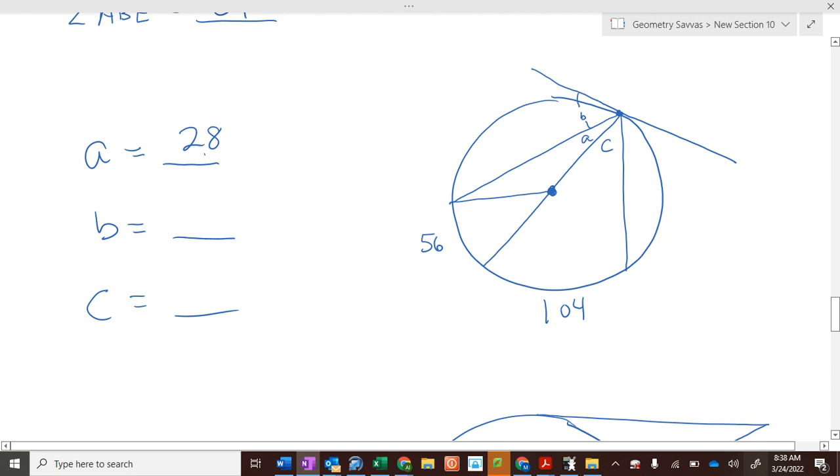A couple of different ways to do this one. If this is the diameter of the circle, what kind of angle should this be then? A right angle. So if we use 28 for A, what's left for B? 62. Another way to do it: if this is 56 and there's 180 degrees over here because it cuts off half a circle, then this winds up to be 124, right? And if you take half of 124, it's 62. A couple different ways to look at it.